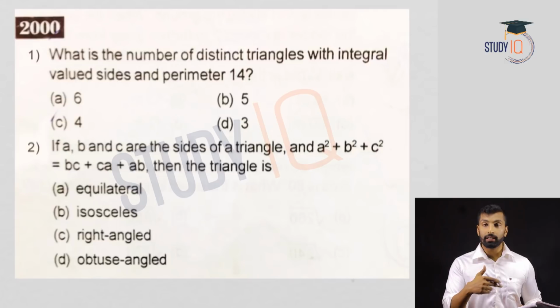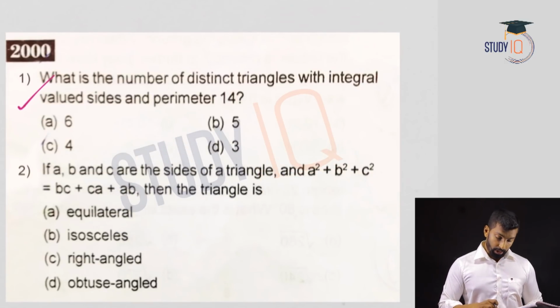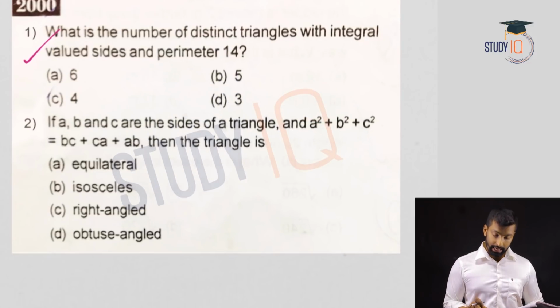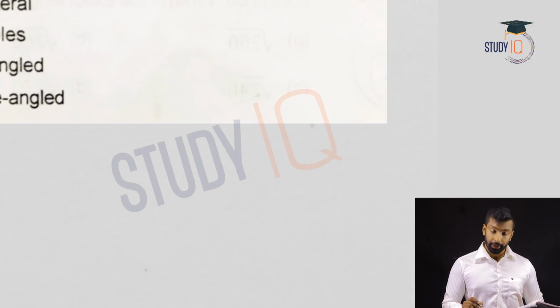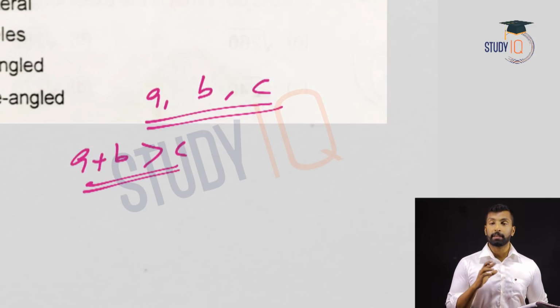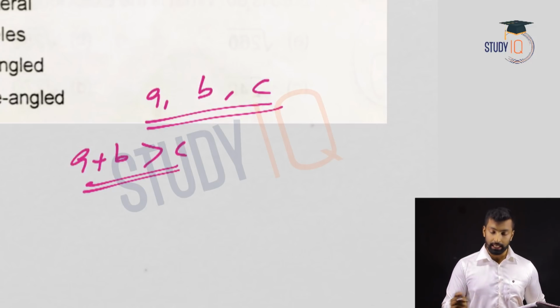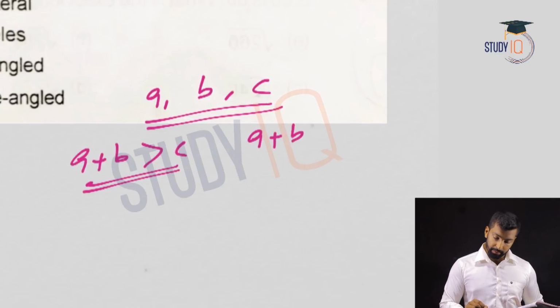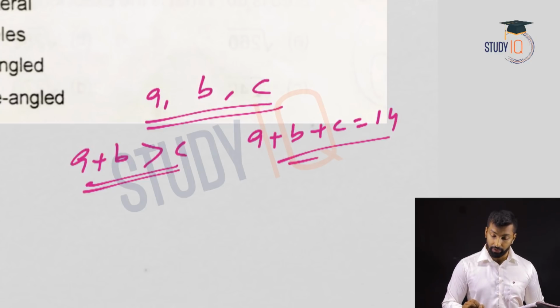Now take a moment and solve these two questions. So I will solve the first one. What are the conditions that you need to satisfy? See, if you need to have a triangle with 3 sides a, b, c, the important condition is a plus b should be greater than c. The sum of two sides must be greater than the third side. This you need to satisfy. At the same time, a plus b plus c is equal to 14, which is given.